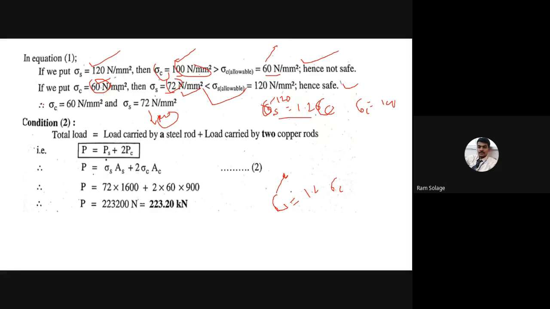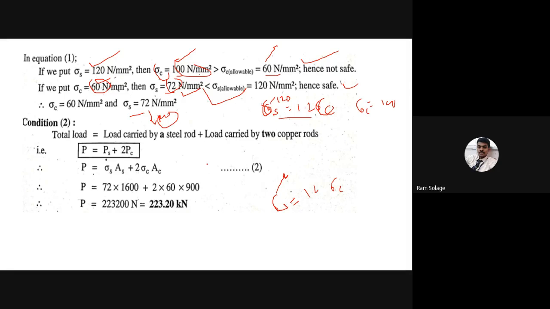Here afterwards we can take sigma C is equal to 60 and sigma S is equal to 72. Now condition number 2. What is condition number 2? Total load is equal to load carried by steel rod and load carried by 2 copper rods. Again, there are 2 copper rods and 1 steel rod. So P is equal to PS plus 2 into PC.